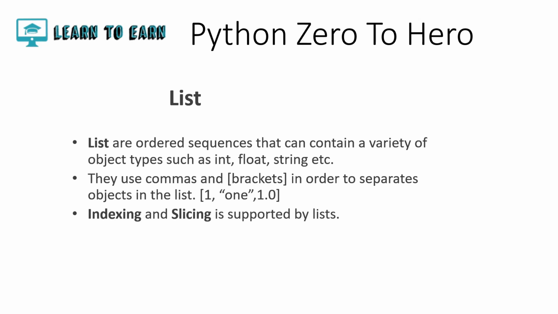So lists are ordered sequences that can contain a variety of object types such as int, float, strings, etc. They use commas and brackets in order to separate objects in the list, as shown here. Indexing and slicing is supported by lists, just as in strings we can use indexing and slicing.